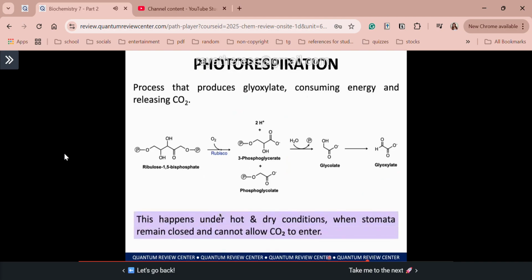So class, more importantly, your photorespiration happens when there is a high concentration of oxygen. That occurs when we are under hot and dry conditions. And aside from that, in these conditions, your stomata, the openings of your plants, remain closed. And thus, your carbon dioxide cannot enter your plant cells. So I hope that's clear, class.